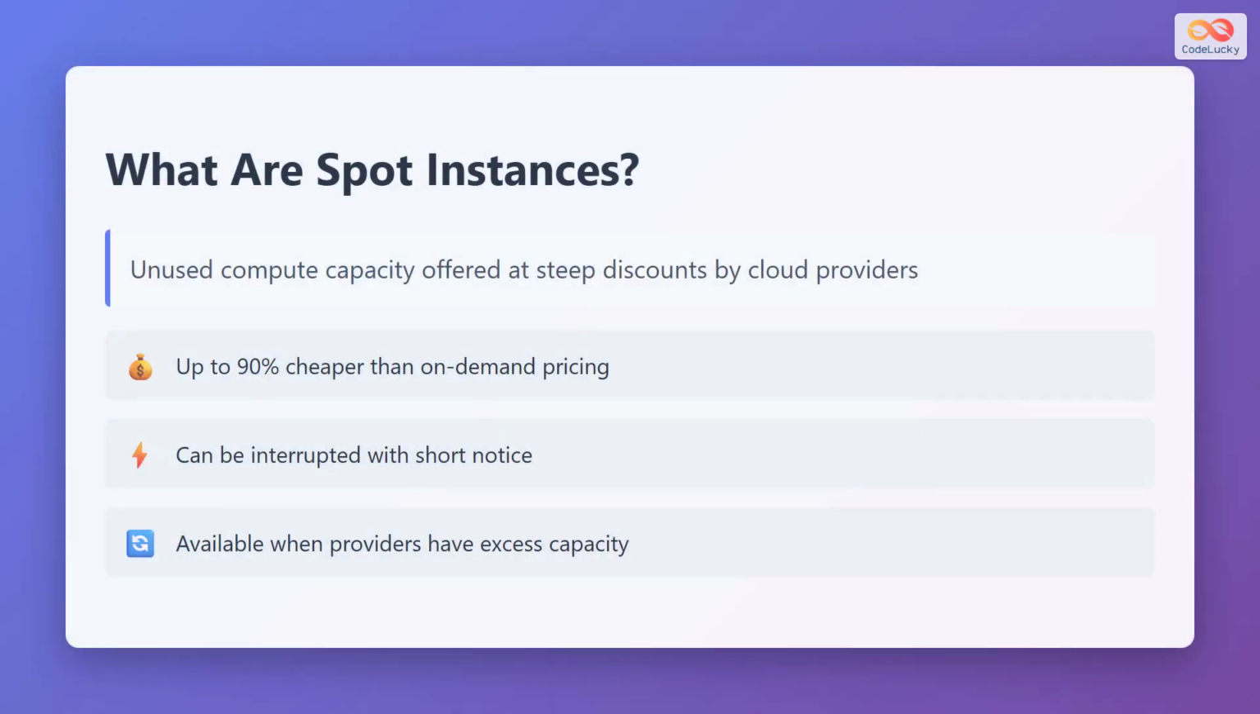Spot instances are essentially unused compute capacity that cloud providers offer at steep discounts. Think of them as empty seats on an airplane that airlines want to fill at the last minute. Cloud providers have data centers with spare capacity, and instead of letting that computing power sit idle, they make it available to customers at significantly reduced prices. You can save up to 90% compared to regular on-demand pricing. However, there's a trade-off. These instances can be interrupted with short notice when the provider needs that capacity back. They're only available when providers have excess capacity to spare.